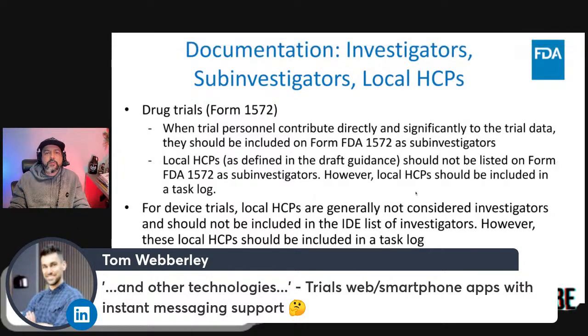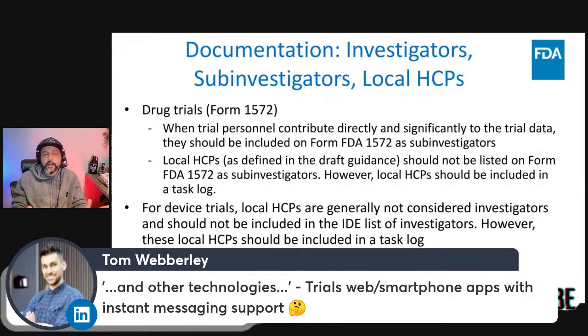Documentation: investigators, sub-investigators, local healthcare provider, three different tiers, right? 1572: when trial personnel contribute directly and significantly to the trial data, they should be included on the 1572 as sub-Is. So, would vital signs be contributing significantly? Well, what if blood pressure is one of the primary endpoints? Local healthcare providers should not be listed on Form 1572 as sub-investigators. However, local healthcare providers should be included in a task log.